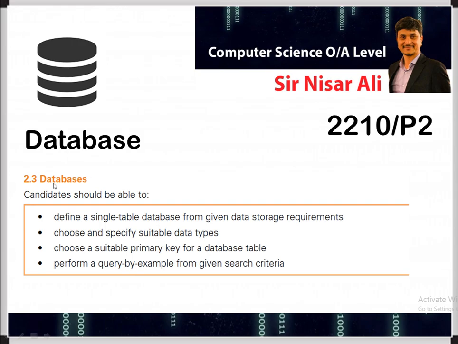Today we will talk about the database topic in computer science 2210, and it is one very important topic of paper 2. In the syllabus, as you can see on the screen, you should be able to define a single table database from a given data storage requirement, choose and specify suitable data types, choose a suitable primary key for a database table, and perform a query by example from given search criteria.